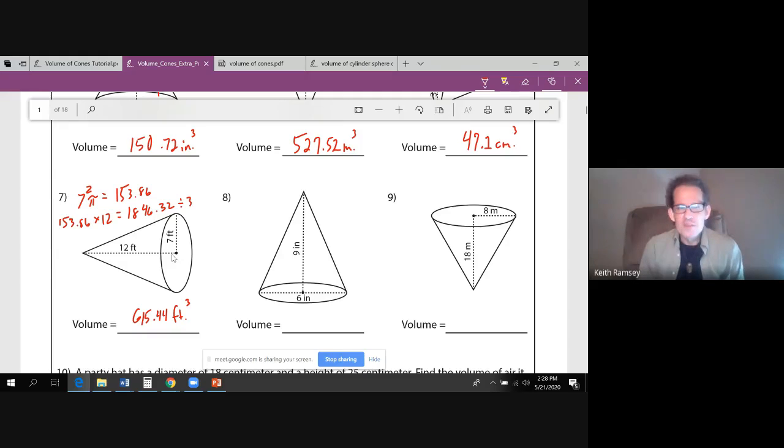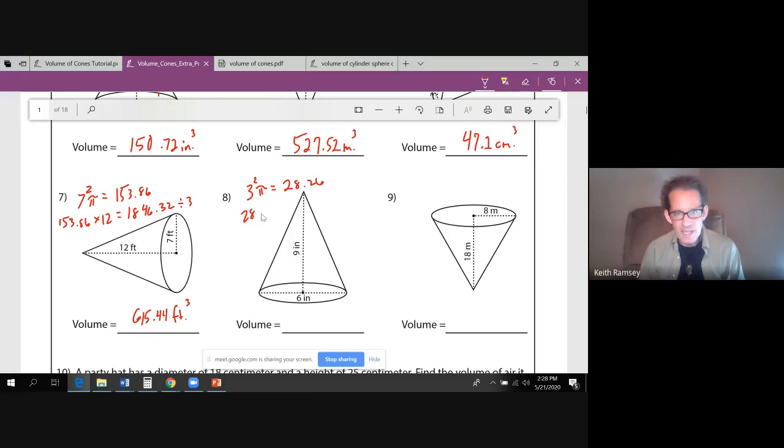Okay, let's look at number 8 together. So if my diameter is 6, my radius is half of that, 3. So pi r squared means 3 to the second power times 3.14. So 9 times 3.14 is going to be 28.26. Then I want to multiply the area of the base of my cone by its height.